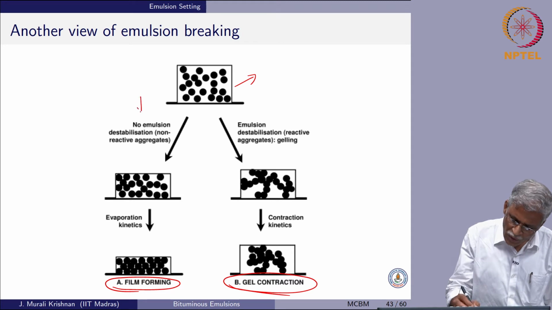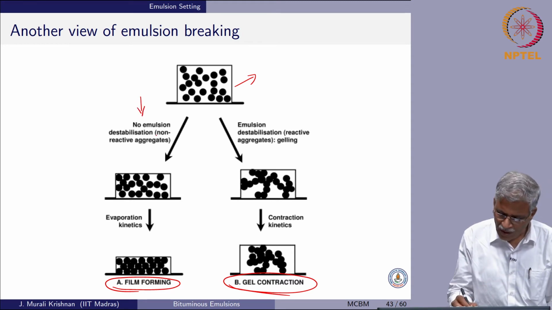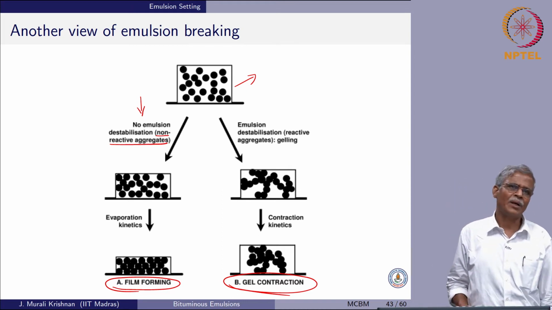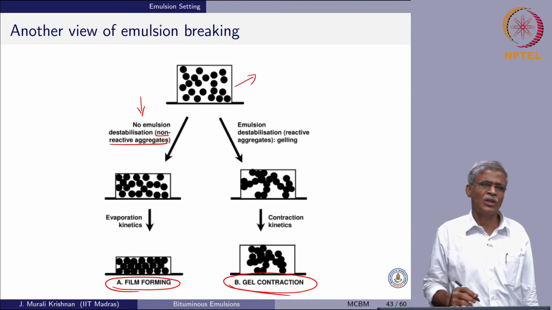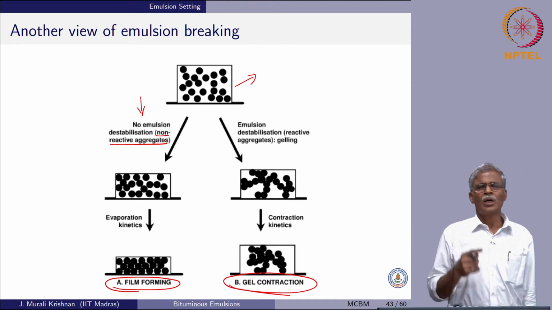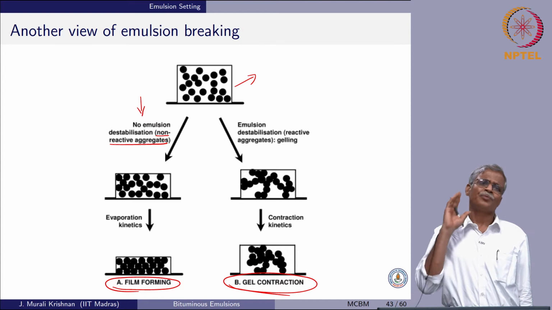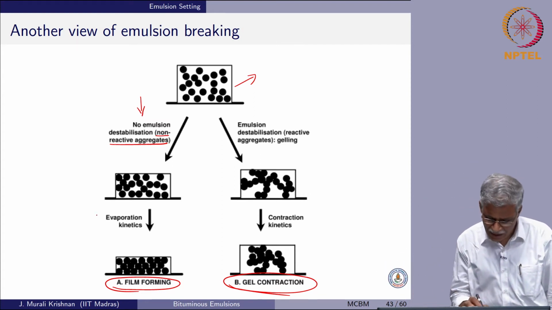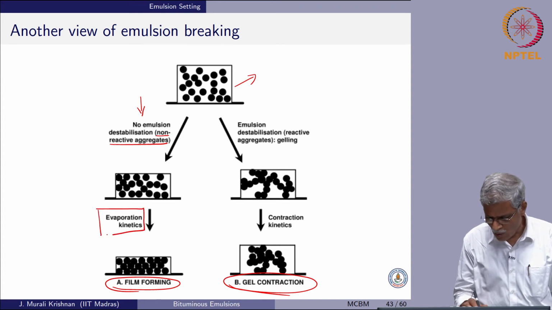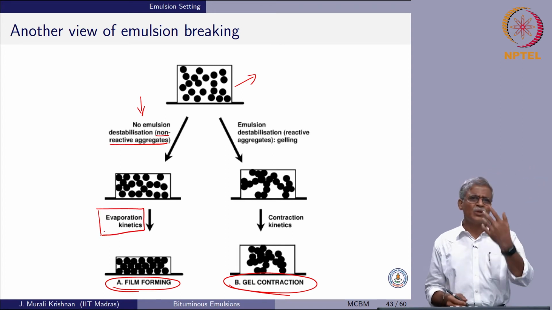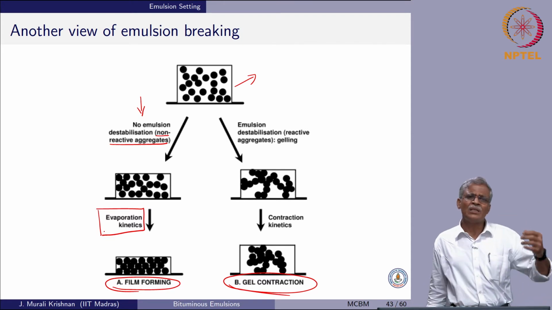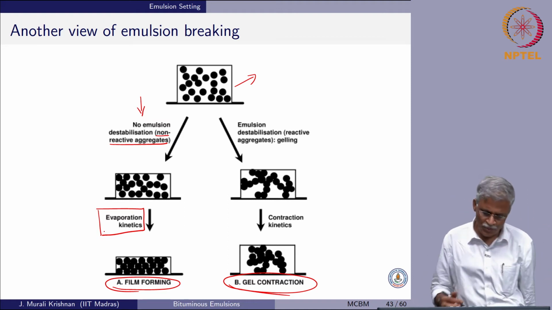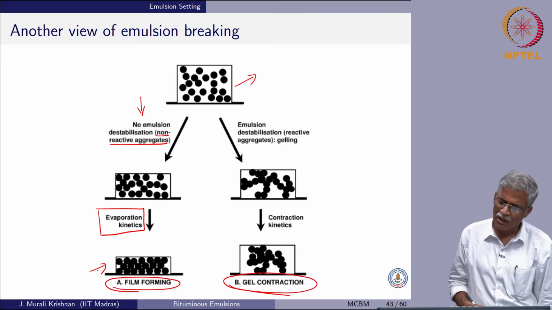If you are going in this direction, what I want you to focus your attention on is the non-reactive aggregates. Okay. So, that means these aggregates do not really react with the emulsion. So, what will really happen? The only way in which the emulsion can break is through evaporation kinetics. When I use the word kinetics, what I really mean is a rate equation, something that is time dependent. So, the film formation really happens.